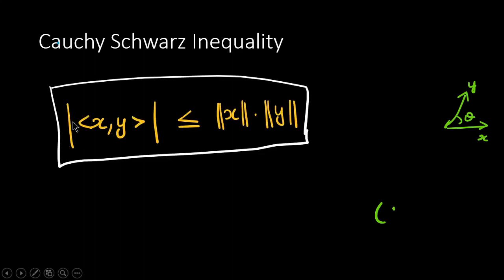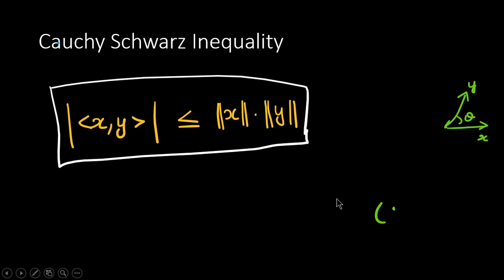Okay, so the absolute value of the inner product of x and y is always less than or equal to the norm of x times the norm of y. That is what the Cauchy-Schwarz inequality says. Take the inner product of x and y, take its absolute value, and that will always be less than or equal to the norm of x times the norm of y.